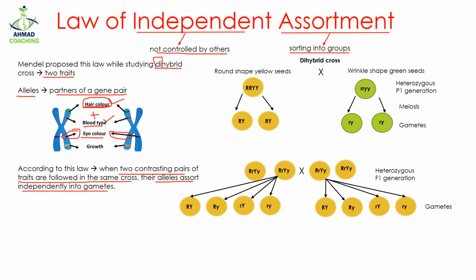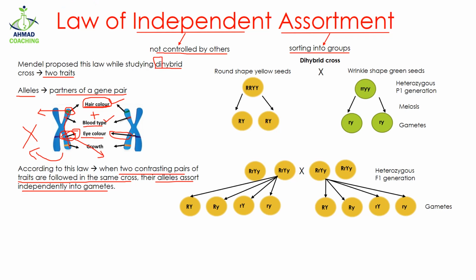Their alleles which are present on the different homologous chromosomes are going to be separated independently into the gametes. It means they will not say, okay, I was present with you on this homologous chromosome, so let's go together. No, this is wrong. This allele has its own will. This allele has its own will. It can move here and this one can move here. So they are not dependent on each other. They are independent and they can go to any gamete they want. So this is what we call the law of independent assortment.